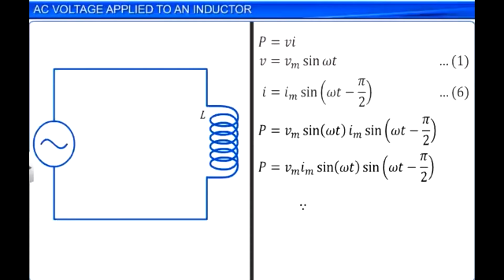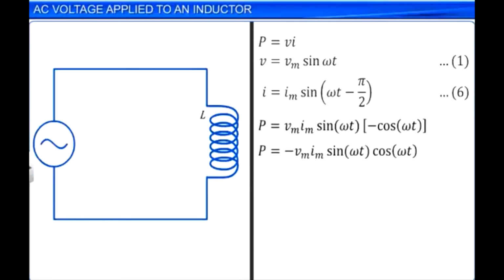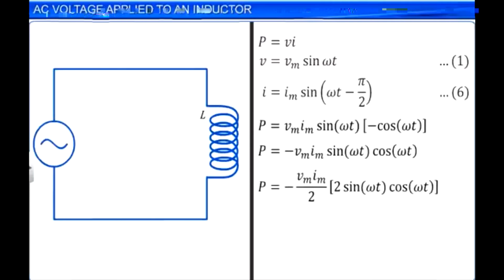As sin omega t minus pi by 2 is equal to minus cos omega t, and 2 times sin omega t into cos omega t is equal to sin 2 omega t, we get power P equal to minus Vm Im by 2 into sin 2 omega t as shown. Let this be equation 7. This instantaneous power evaluates as a time-dependent harmonic function.